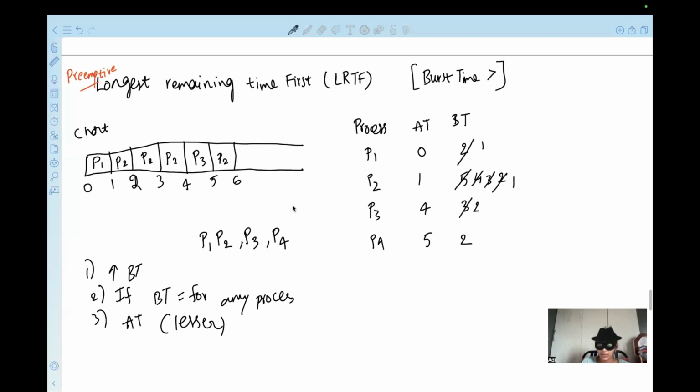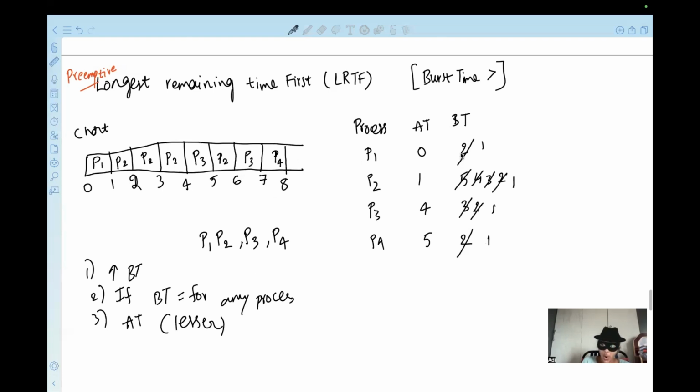Next, among P1, P2, P3, P4, which have the higher burst time? P3 and P4 have the same burst time. But which do we take? P3, because its arrival time is lower than P4. So we'll take P3 and we make it as 7 and we make it as 1. Now again 1, 1, 1, 2. Which has the higher burst time? We have P4 as the higher burst time. So we make it as 1. So here it is 8.